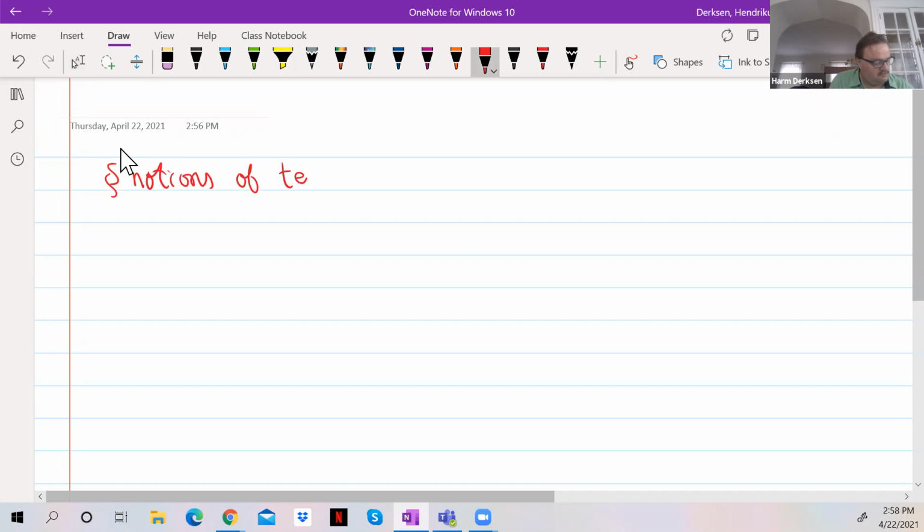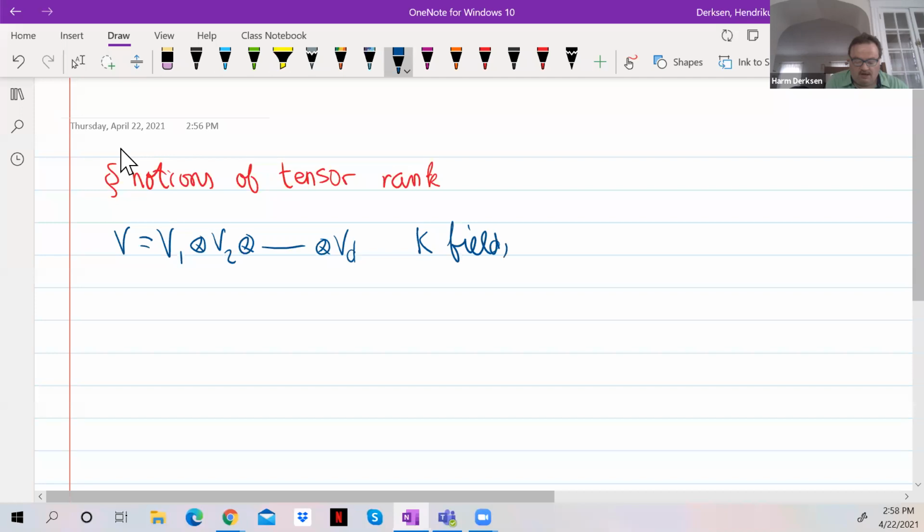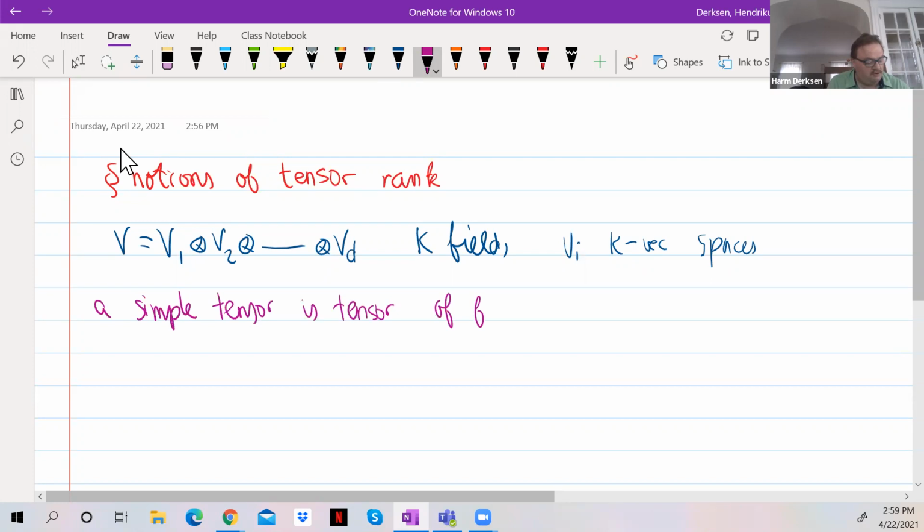So the general setup would be that we have, say, a tensor product of vector spaces, say V1 up to Vd. Here we work over some field K, and the Vi are of course K vector spaces, and I assume that they're finite dimensional. So a simple tensor is a tensor of the form v1 tensor v2, etc., with small vi in the vector space Vi.